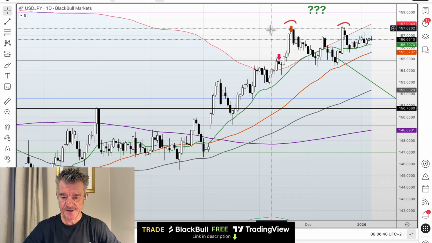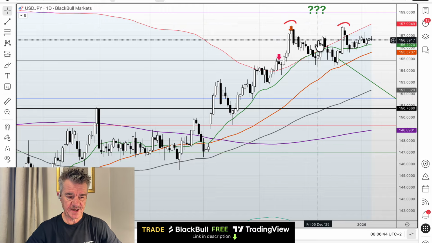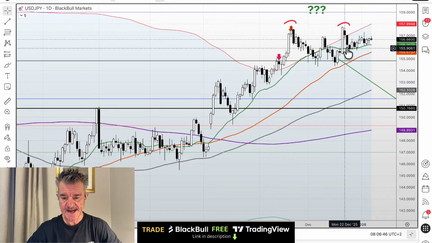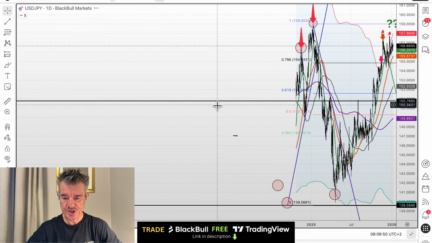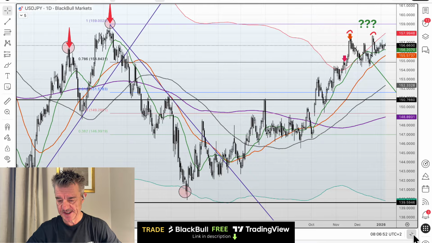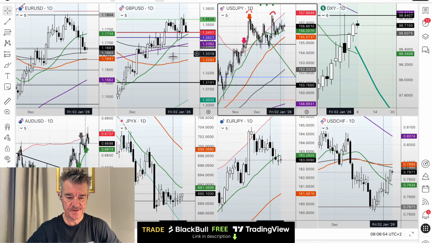Japanese bond yields hit all-time highs, so we haven't seen a commensurate move down in the dollar yen. Expecting we'll see that. Bit of a double top there. Will we see intervention? I don't know. Not going to focus too much on that today. I want to get back into some of the plays that we're busy trading.